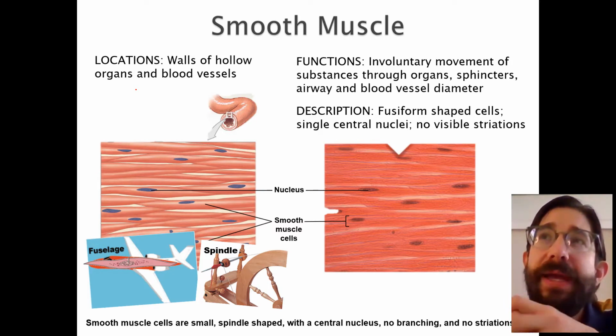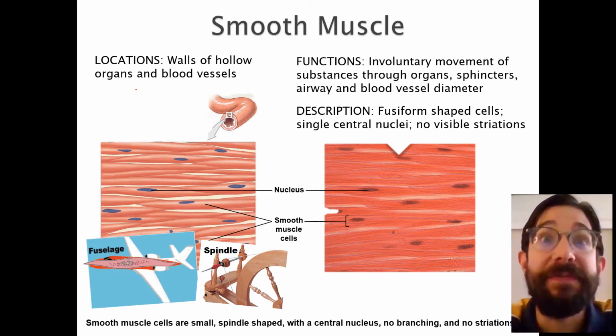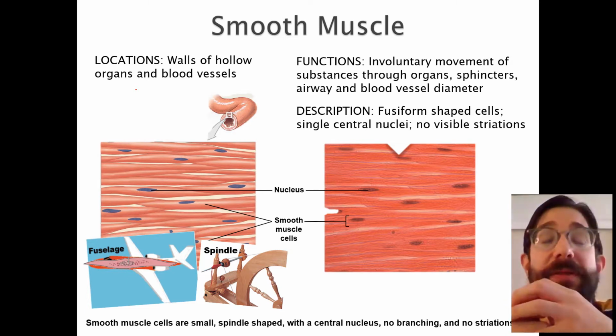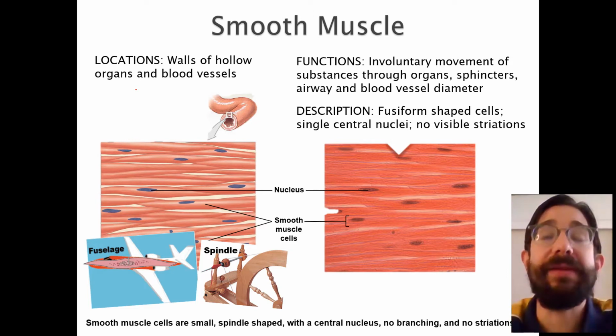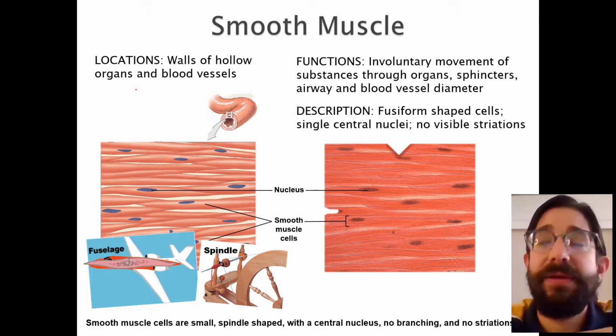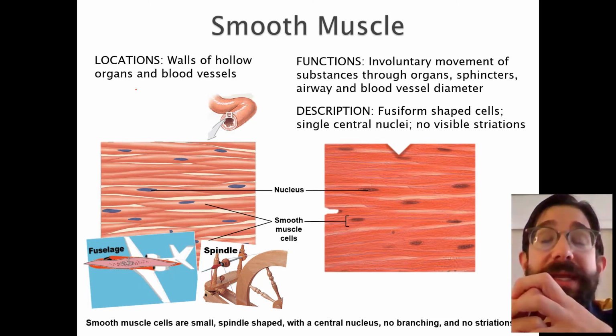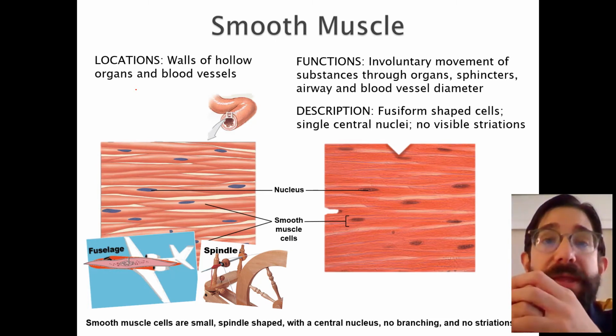Thinking about your airway, if you're in a fight or flight situation, the smooth muscle will relax to allow more air to enter and exit your lungs. If you have an asthma attack, smooth muscle is constricting and causing the diameter of your airway to shrink.